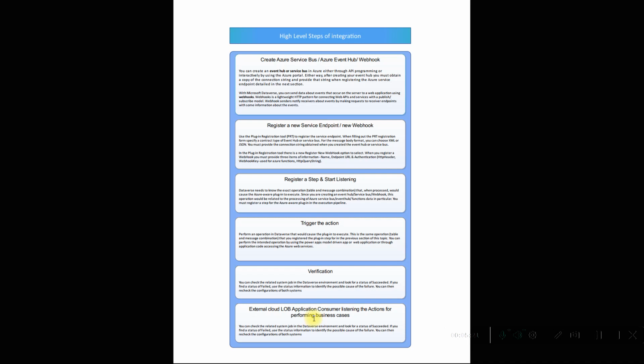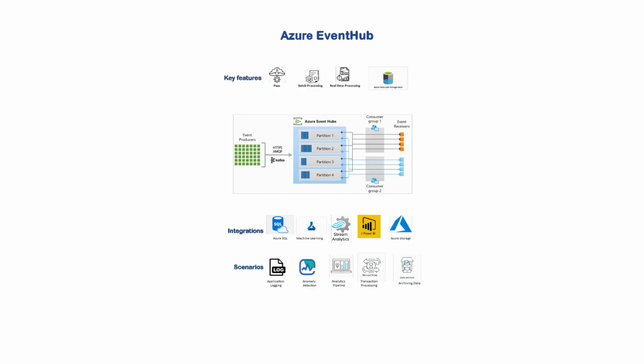For the sake of the demo, we created a Power Automate flow and an Azure function to pick the messages from the service bus. We'll be seeing the high-level overview of Azure Event Hub and Azure Service Bus. In future, we will be creating a separate video for Azure Service Bus and Azure Event Hub in a detailed manner. But for this demo, we'll be covering only the high-level overview and some of the integration options. First, let's talk about Azure Event Hubs.